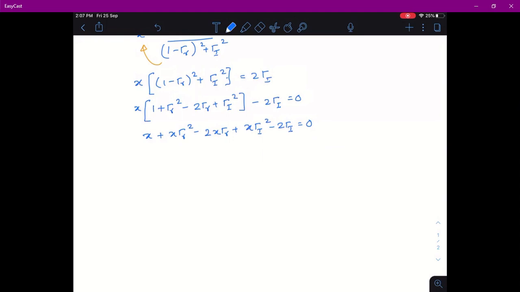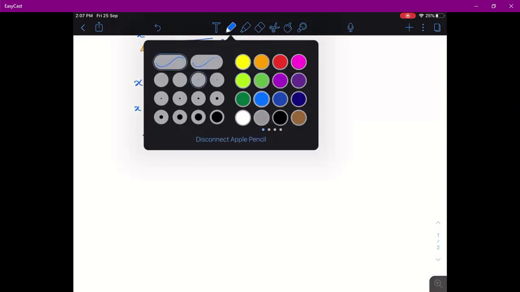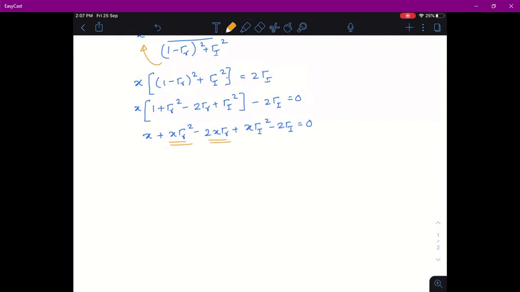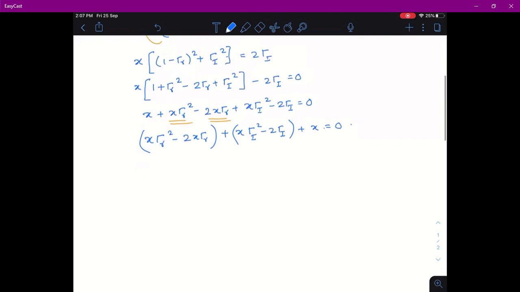Now, let us group the terms of tau r. So basically you have the tau r square terms, there is these two. So, I can write this as x tau r square minus 2 x tau r, that is the tau r terms, plus x tau I square minus 2 tau I, that is the terms of tau I, plus the constant x. This is equal to 0. Okay. Now, let us take x out from the first and second terms. So, you will have x into (tau r square minus 2 tau r) plus x into (tau I square minus 2 by x tau I) plus x equal to 0.